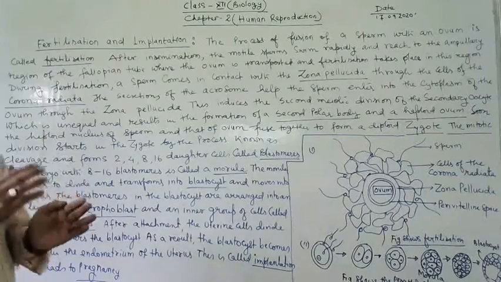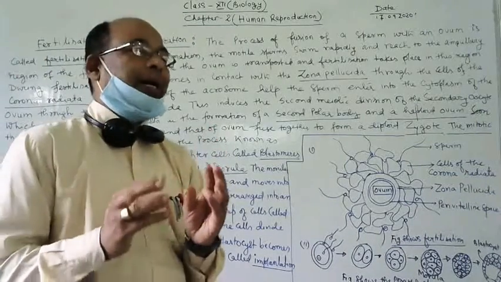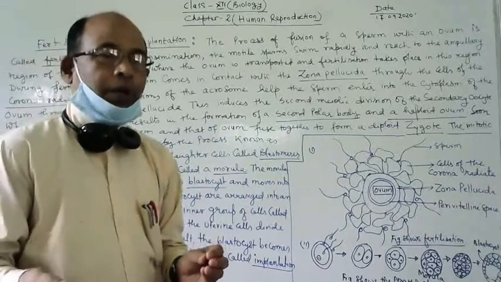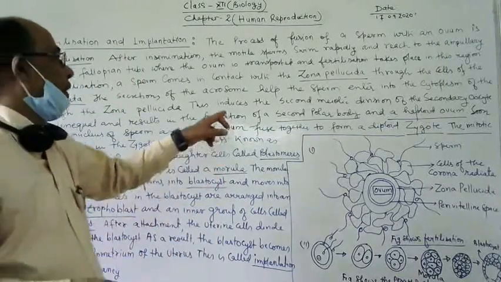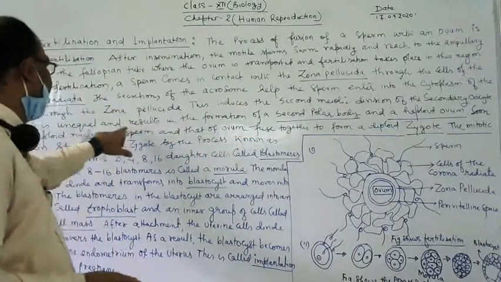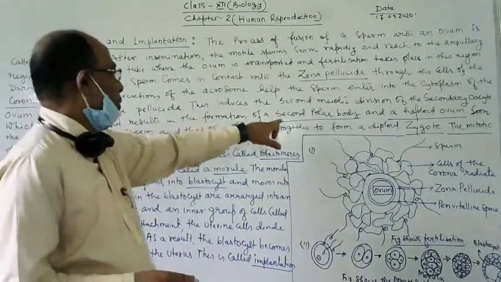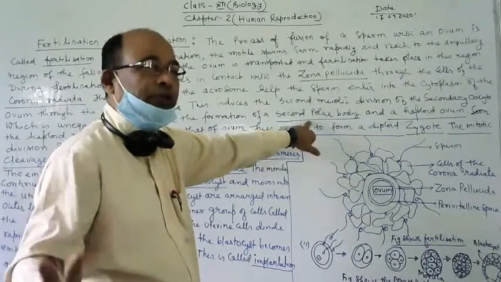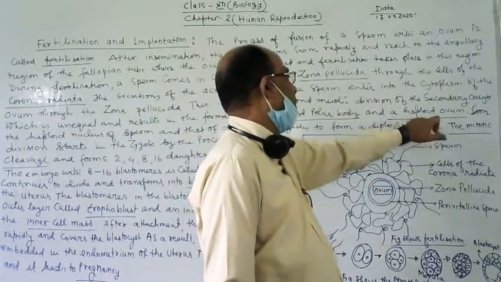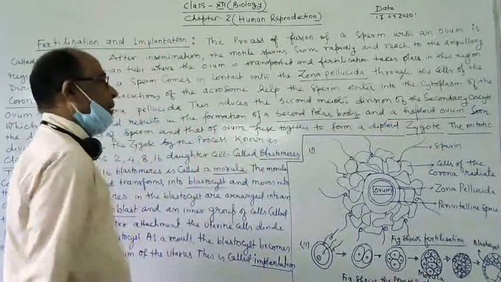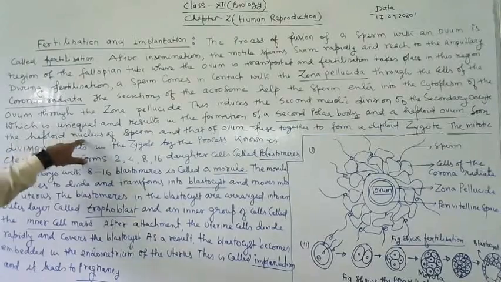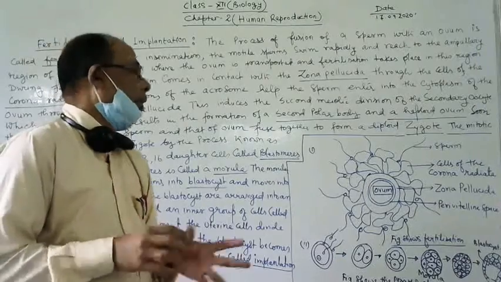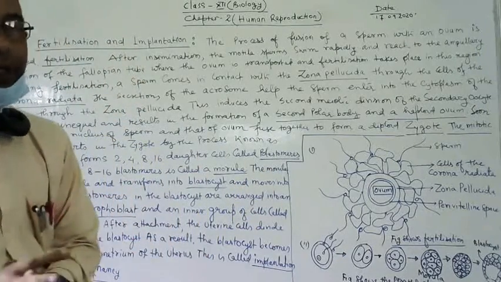which is unequal. The secondary oocyte again divides unequally, one having the bigger nucleus, another having the smaller nucleus. The smaller is known as the second polar body, which degenerates, and the bigger one is called the haploid ovum. Soon the haploid nucleus of the sperm and the haploid nucleus of the ovum fuse together to form a diploid zygote.